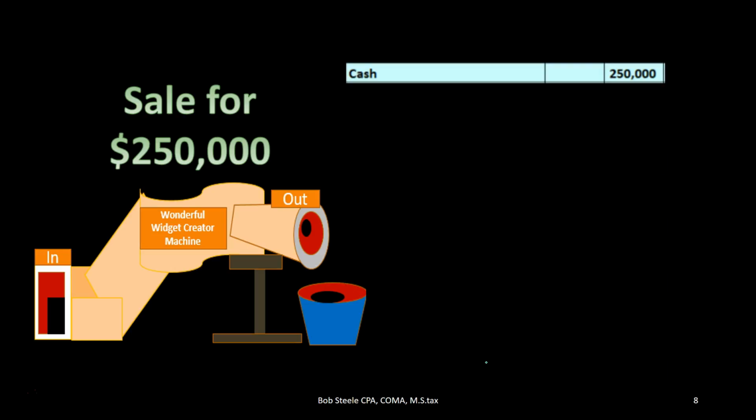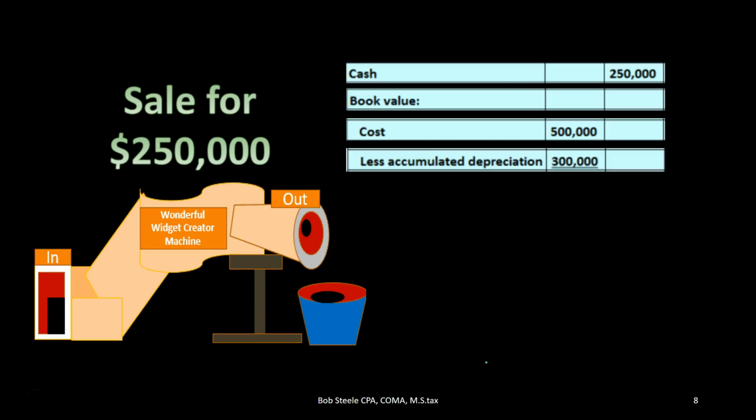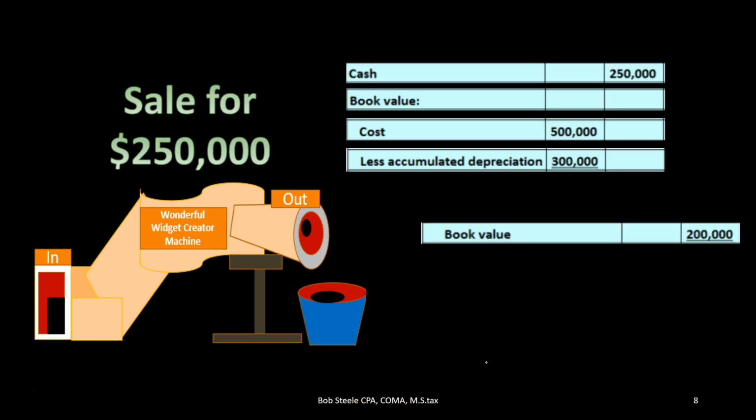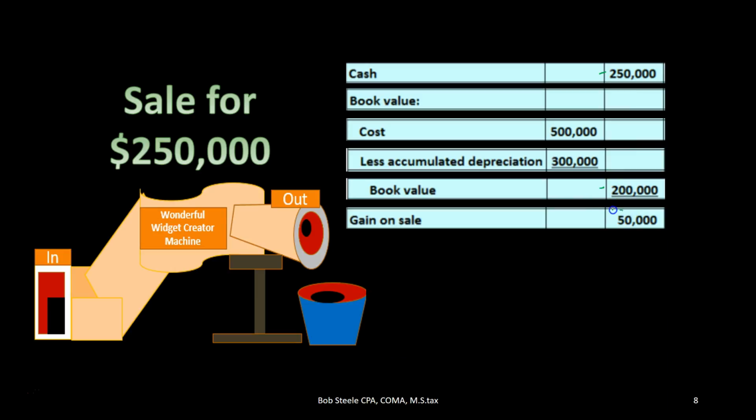Well, the cash that we got is $250,000. The book value of the machine is calculated, as you recall, as the cost of $500,000, that's what we paid for it, minus the accumulated depreciation of $300,000, giving us a book value of $200,000. That $250,000 cash minus the $200,000 book value means we have a gain of $50,000 on this sale.